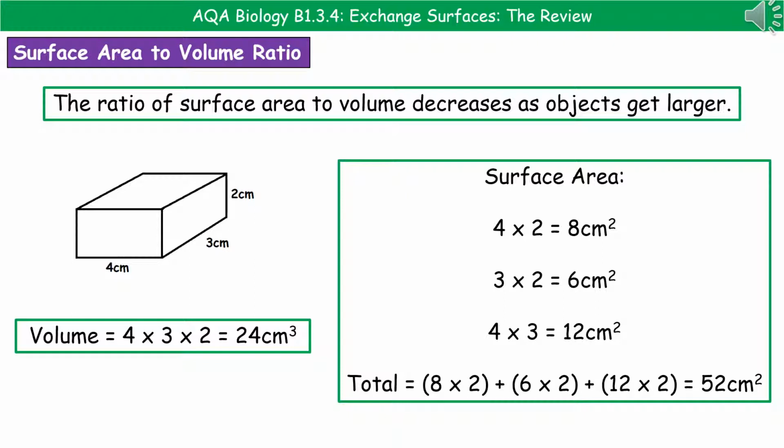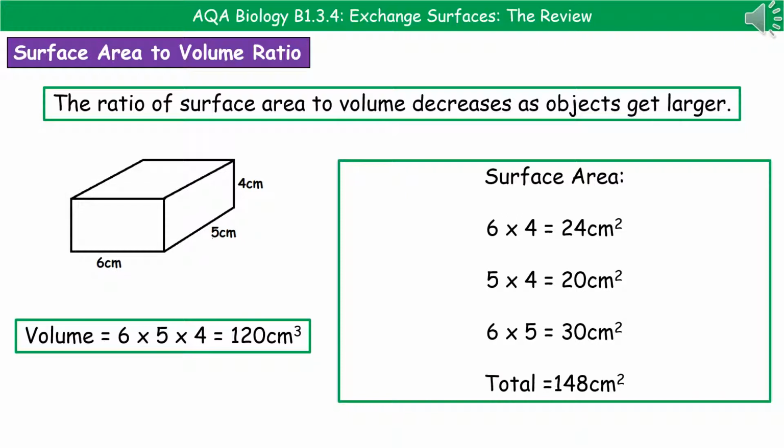So we've got the front and the back, we've got the left and the right sides, and the top and the bottom. So what we're actually going to do is 8 times 2 plus 6 times 2 plus 12 times 2, because we're going to multiply each of the areas that we found by 2 to give us the two faces it represents, and then add them all together to give the total surface area of our object, which is 52 centimeters squared.